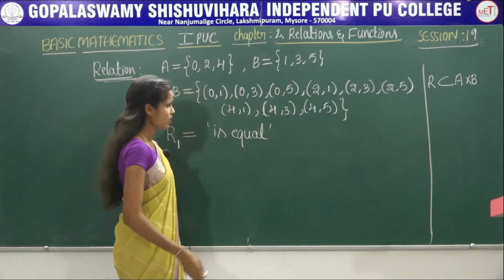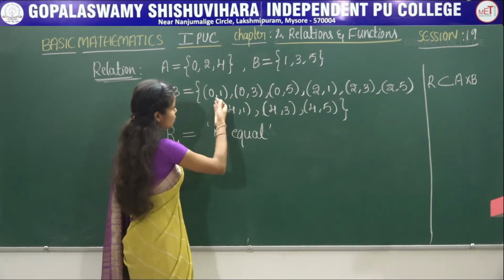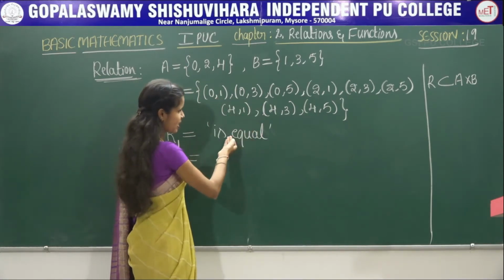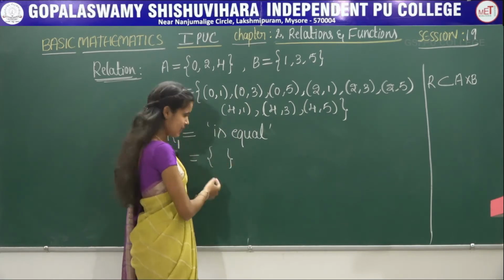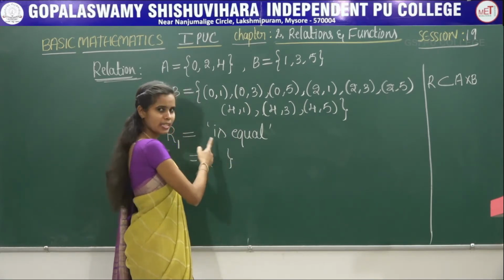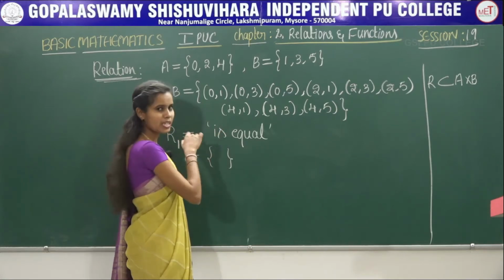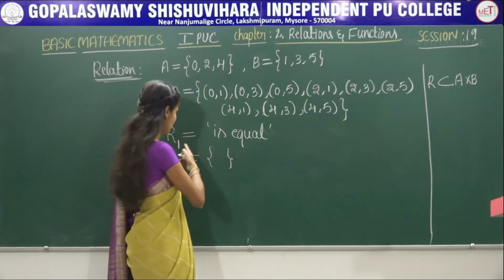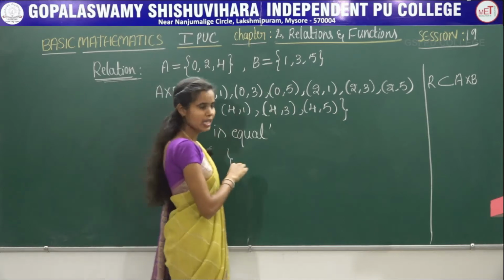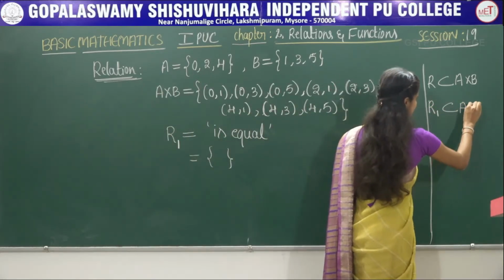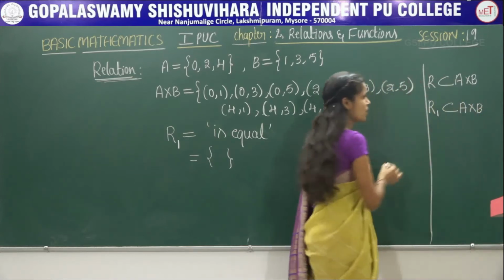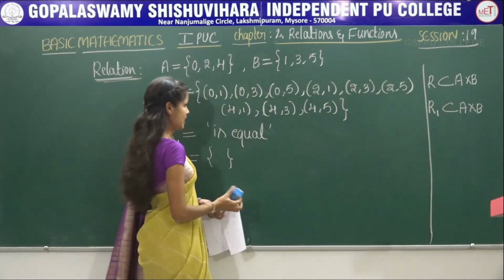Is equal. Here verify. So here no ordered pair satisfies the condition is equal. Therefore the set is empty. The set is null set. So we know that empty set is also a subset of every set, any set. Therefore R1 is also a subset of A cross B. R1, empty set is a subset of every set. Therefore R1 is also a subset of A cross B.